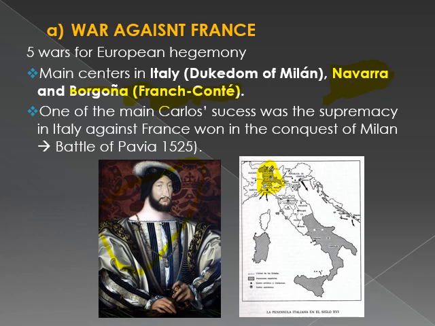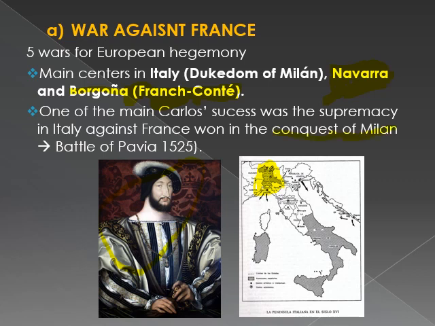The main success of Charles is going to be the conquest of Milan. Milan was here in a very strategic position. It's also very important for the Spanish territories because it means a closer connection with the territories in Europe. It's easier to access the rest of our territories in Europe, having Milan as a strategic position just there in Italy.